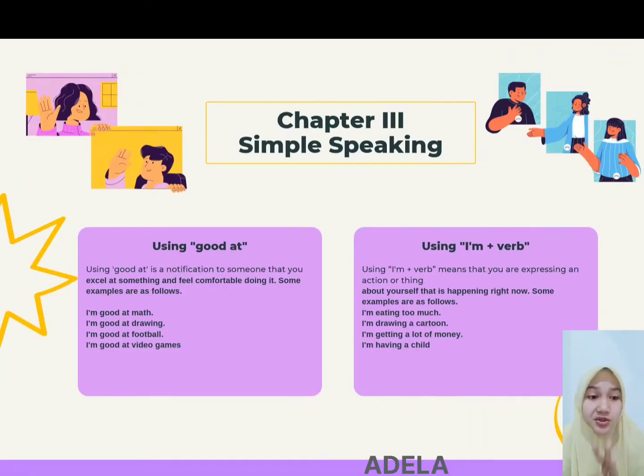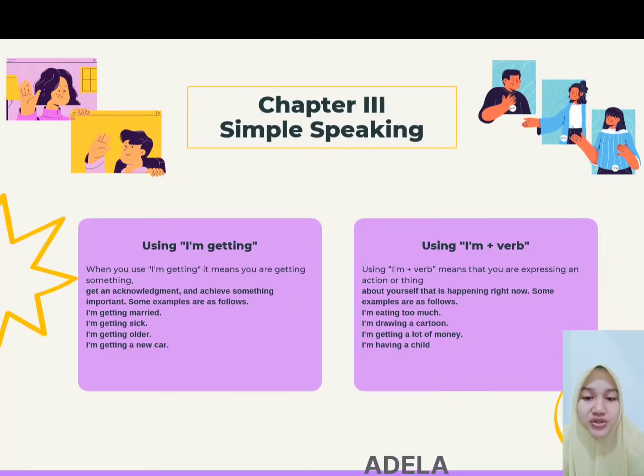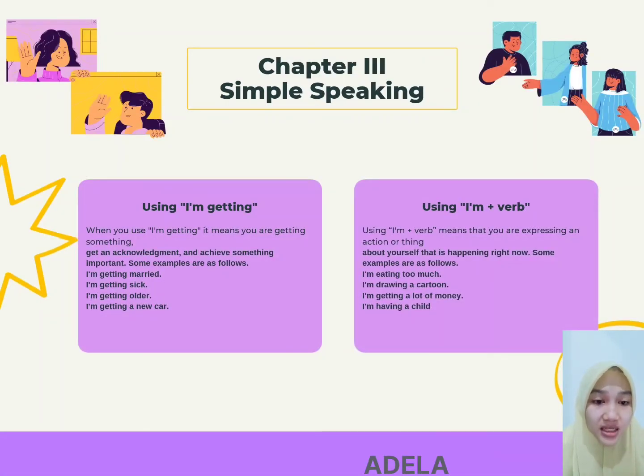Next, chapter 3, simple speaking. Using I'm getting. When you use I'm getting, it means you are getting something, getting an acknowledgement, or achieving something important. Some examples are as follows: I am getting married, I am getting sick, I am getting older, and I am getting a new car.